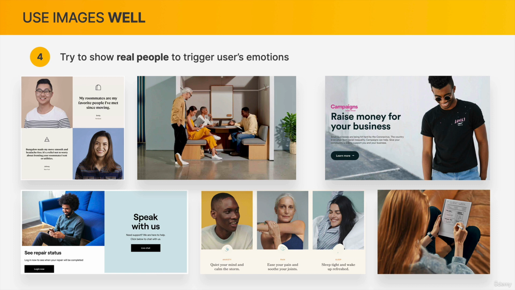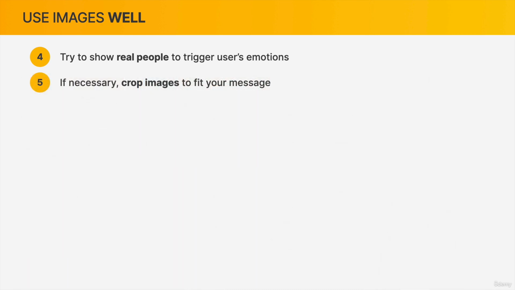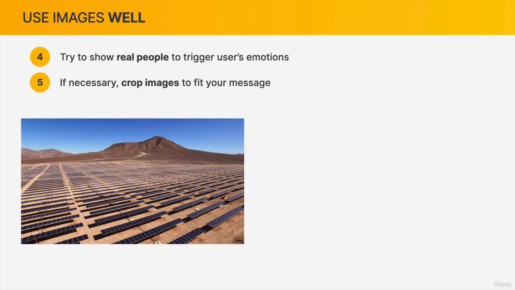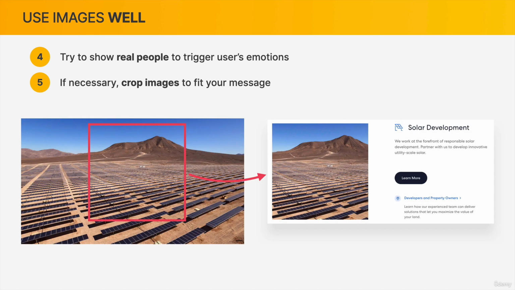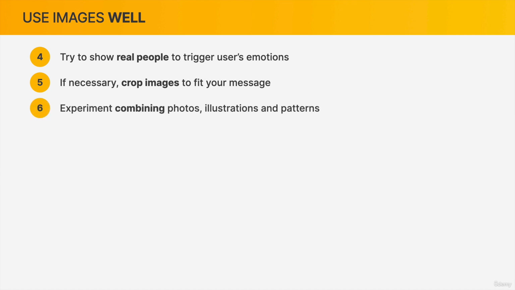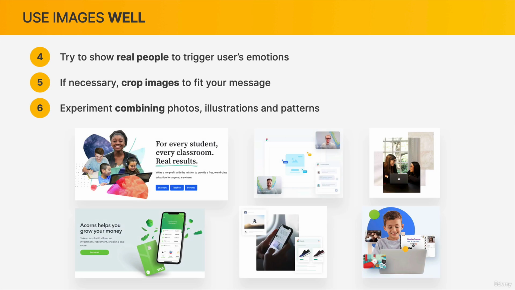Next up is something that many people overlook somehow, which is that you can very simply crop your images in order to fit your message. Like in this example that I showed you before, with the solar development here, the original image was actually this big, but it was way too big, and so I simply cropped out everything that I didn't need and just placed there what was interesting for me. Another thing that you can try out is to combine photos, illustrations, and patterns to create interesting detail and some interesting effects like these ones here.